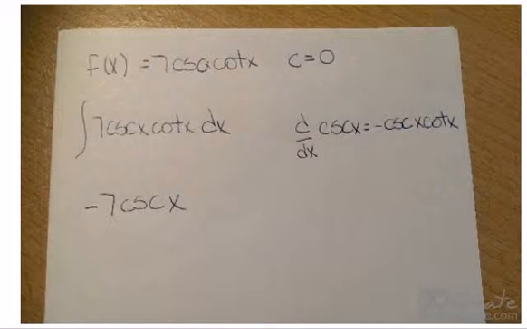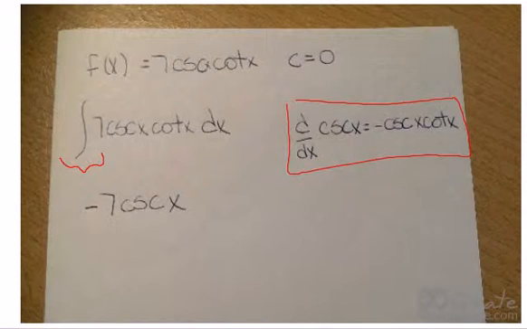They're giving us an f of x, 7 cosecant of x, cotangent of x, and it's asking us to find the antiderivative. So what I did here is I used this little symbol to express that. Then we need to find the antiderivative of 7 cosecant of x, cotangent of x, dx. The first thing that popped in my head when I saw this was this formula here.